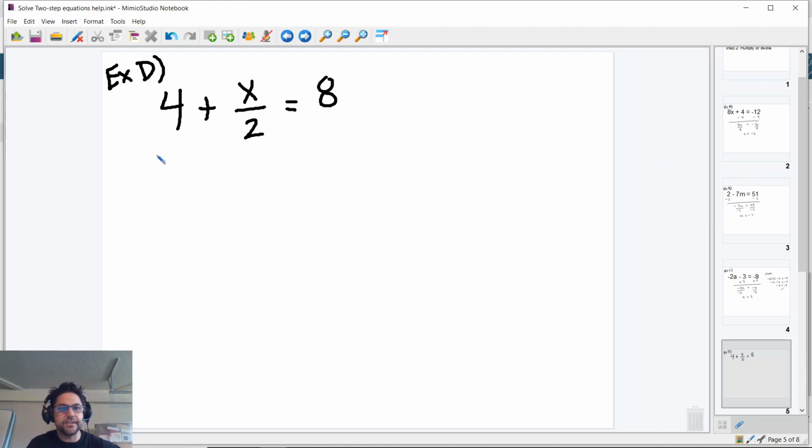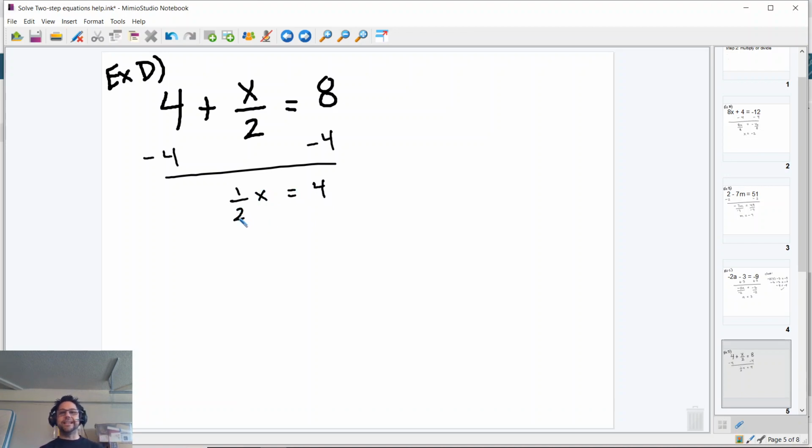All right, with our fraction problems, it doesn't matter how it looks, we really just start the same way. I'm going to subtract 4 on both sides. Now, if it helps you, you could rewrite this as half x instead of x over 2, and that's equal to 4. Because when it's presented like this, in order to find the value of x, we multiply both sides by the reciprocal. So that's going to give me x is equal to 8.